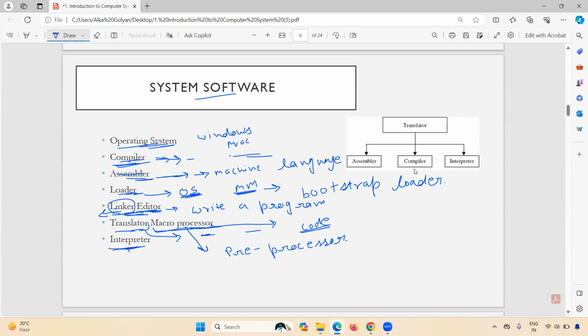And the last one is the interpreter, which works like a compiler, but the main difference is that the compiler converts the whole program altogether, and the interpreter converts the program line by line. So this is the main difference between compiler and interpreter.